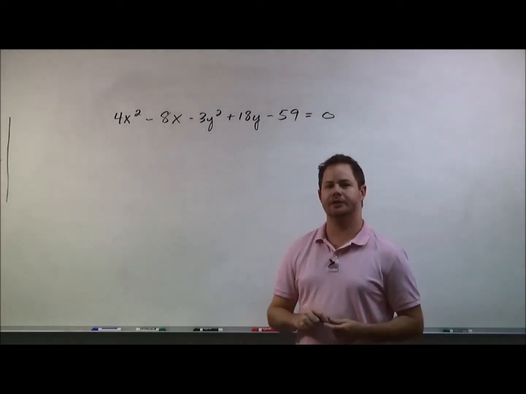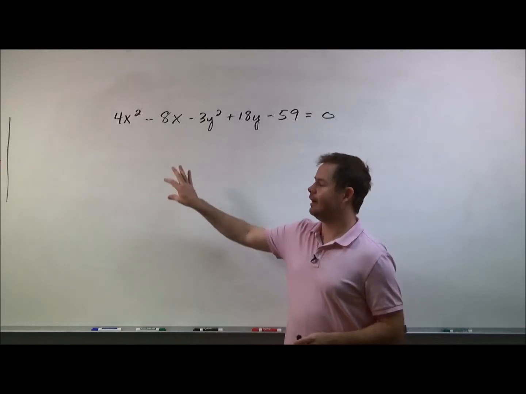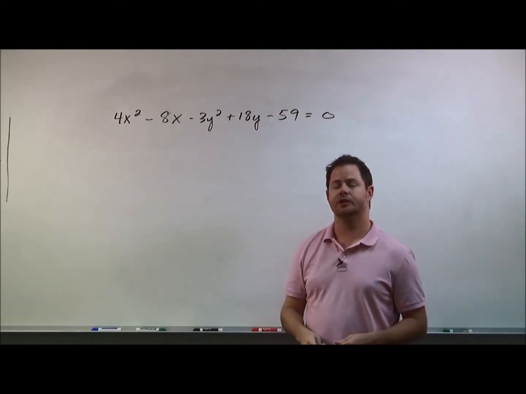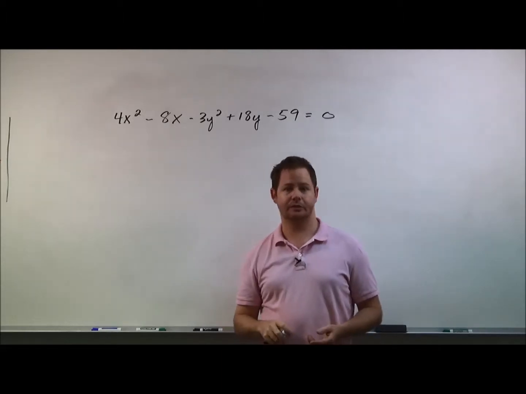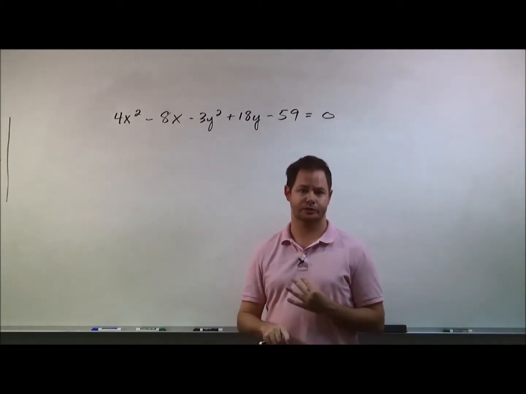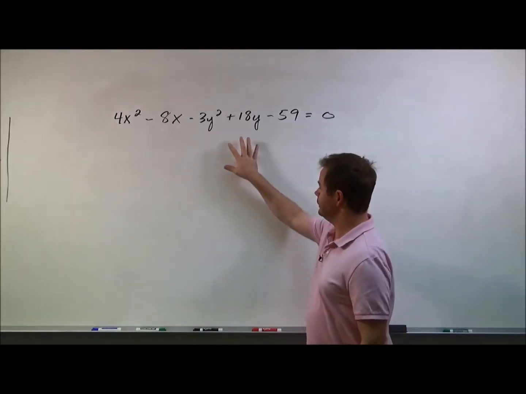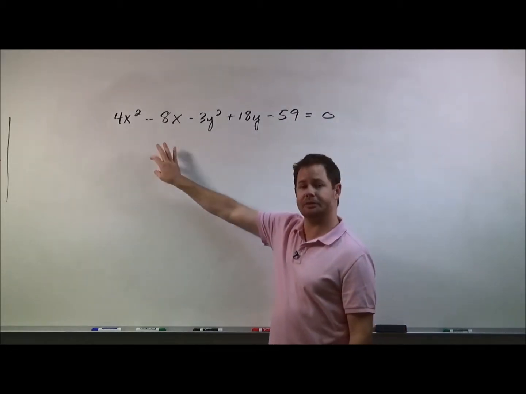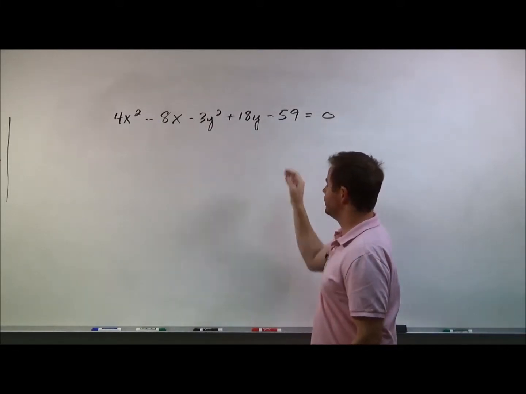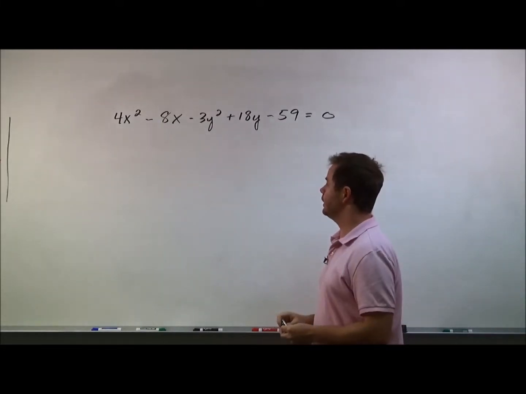Hi, I'm Chris, and in this video we're going to take a look at how to use completing the square to solve a question on conic sections. So when you're dealing with conic sections, that means we're talking about parabolas, ellipses, hyperbolas, and circles. And sometimes you'll be given the standard form, but in this case we're just given this form of an equation for a hyperbola.